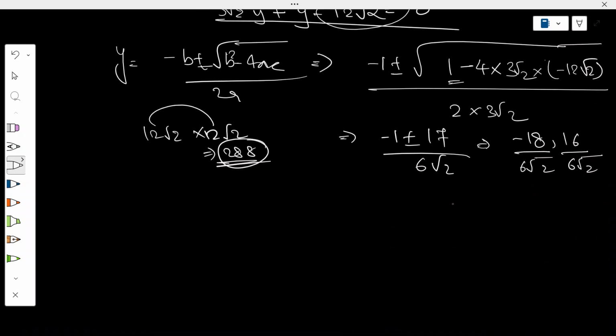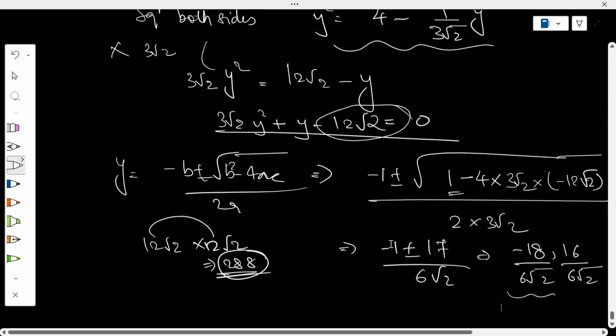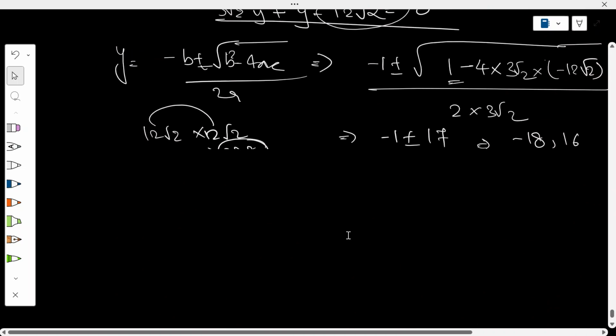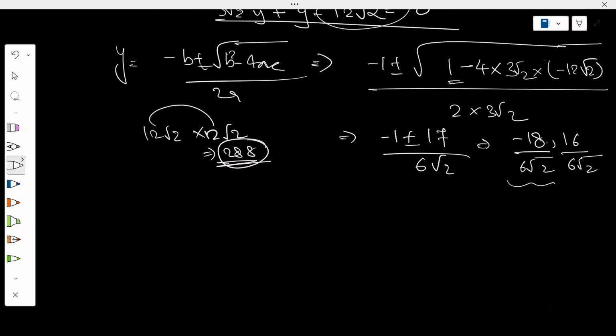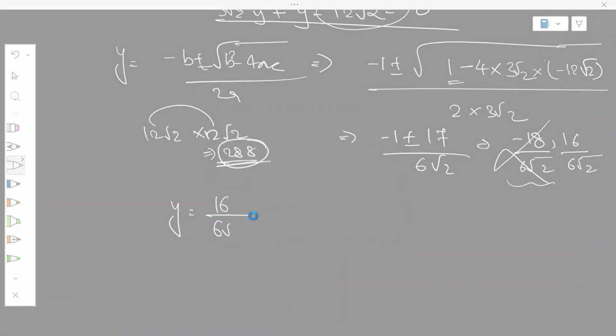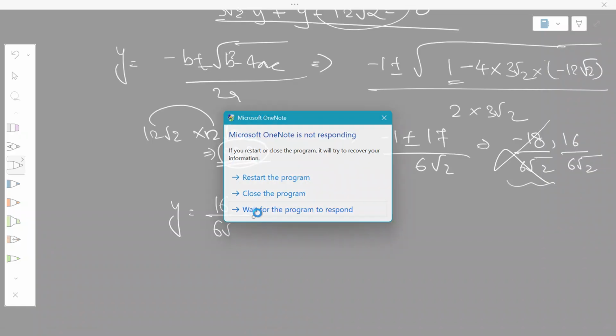So one of them is negative, so we can discard the value which is negative, because we cannot have a negative value inside the log. So the value of y would be 16 divided by 6 root 2.